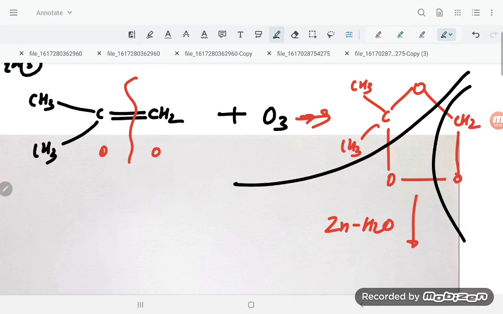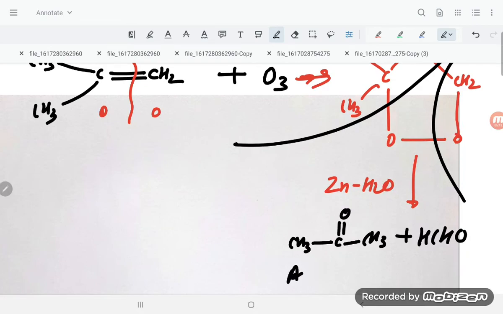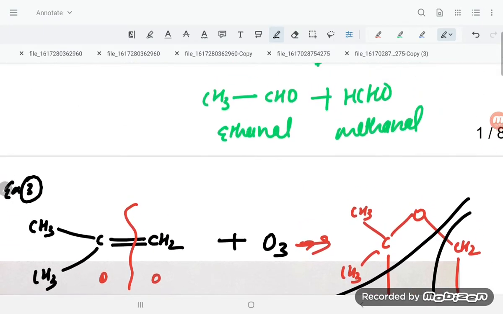So what product are you going to get, students? Here is CH3, C=O, CH3, plus HCHO. This is the product. This is the ketone, acetone, and this is formaldehyde. So this was the third example, students.